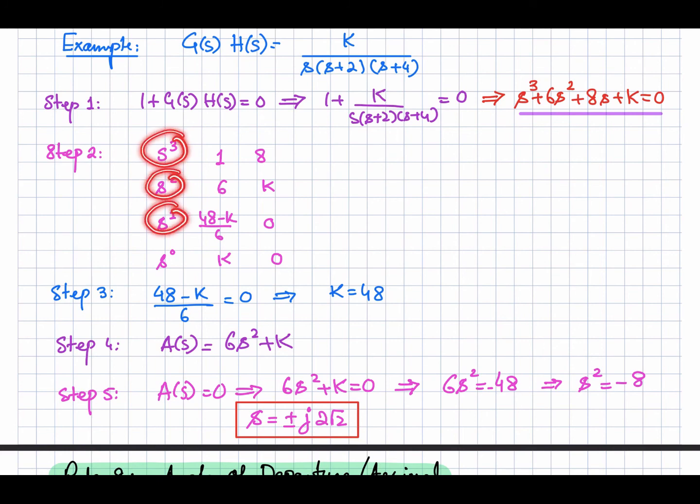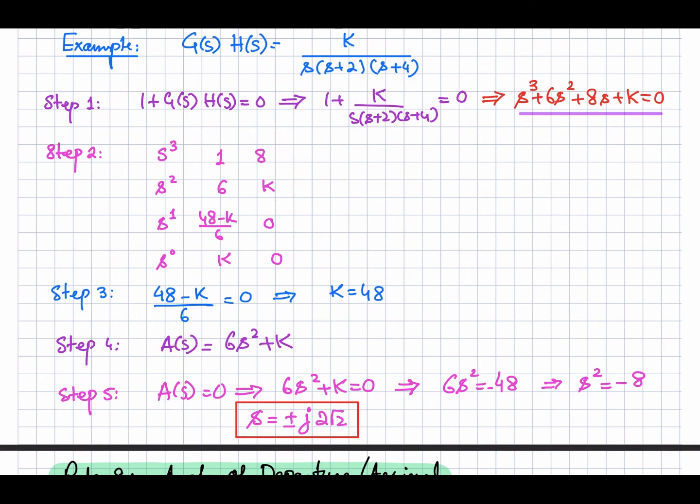Now if we develop the Routh table, it is shown over here: s cube, s square, s1, s0. Taking the coefficients 1 and 8 for the first row, and for the second row 6 and k, then the next entry is 6 into 8, 48 minus k, divided by the pivot value 6, and the next entries over here are 0. So 0 minus 0 is going to be 0. In the next row, this multiplied by this minus this, divided by this, you get k and the zeros over here. So this is our Routh table.